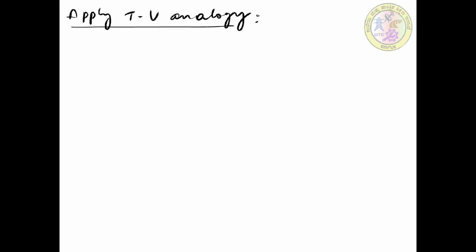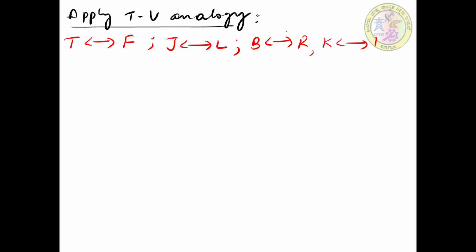Apply the torque-voltage analogy. So what is that analogy? It says that whatever torque is there is analogous to force F. Next, what are the other components we have? J has to be replaced by L, B should be replaced by the resistance R, K will be replaced by 1 by C, and the angular displacement theta will be replaced by charge Q.